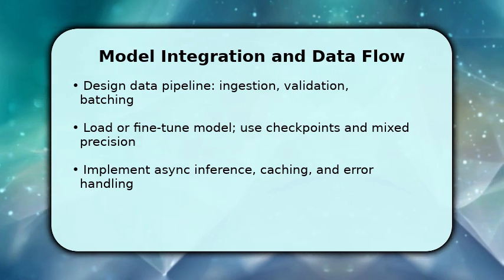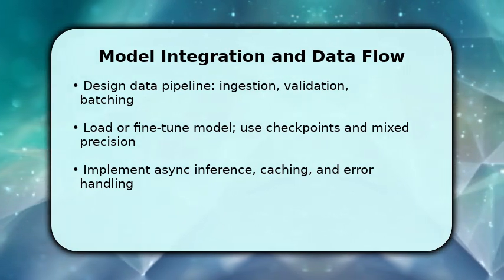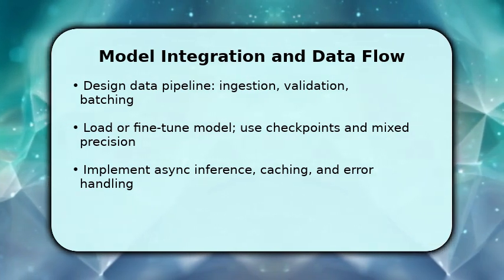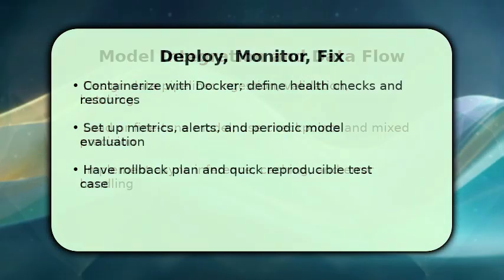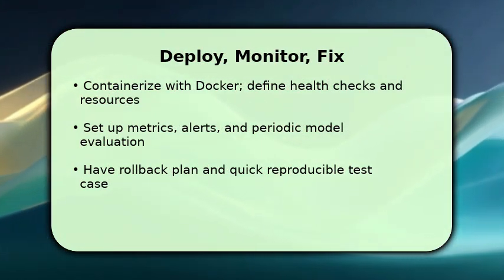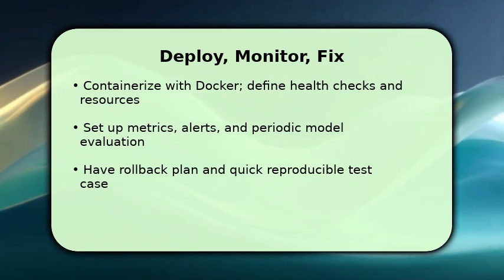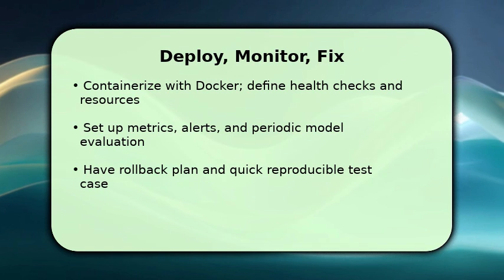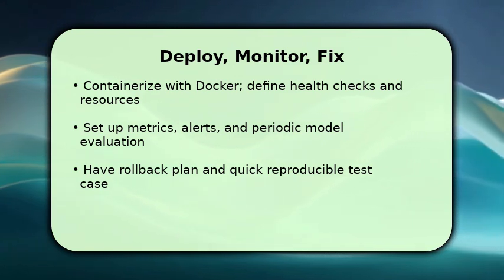Make sure to log inputs and outputs for debugging, and include retries and graceful degradation, so your system remains robust under variable load. Finally, containerize the app and define resource limits and health checks so orchestration works predictably. Deploy with CI/CD and configure metrics and alerts to watch latency, errors, and data drift.